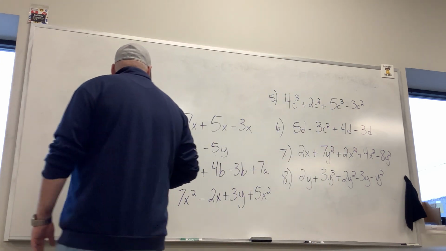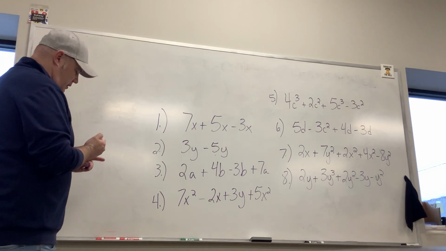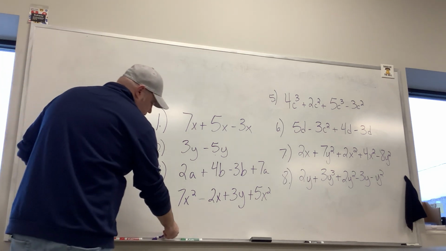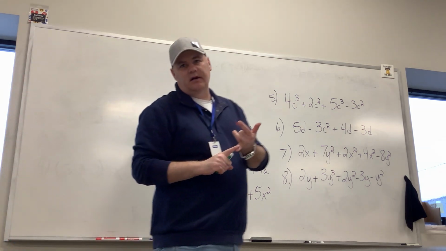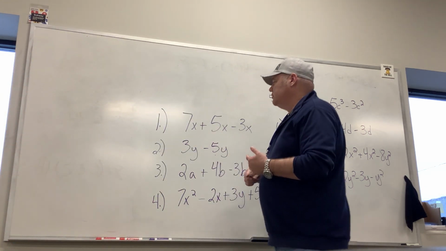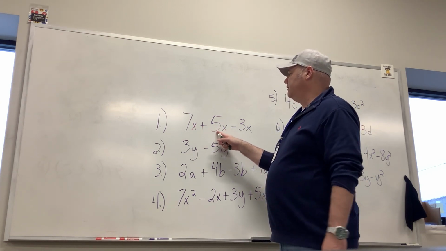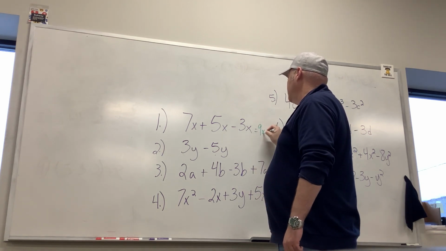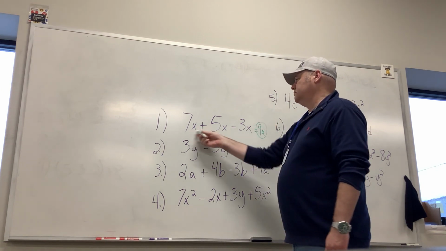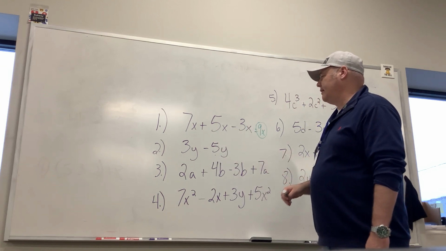On these, combining like terms, so number 1, I can do that one here. They're all x's, so they're all the same variable. They're all the same exponent, so I can just combine them all, okay? 7 plus 5 is 12. 12 minus 3 is 9, so my answer is 9x. Okay? Just 7 plus 5 is 12, minus 3 is 9. So 9x is that one.